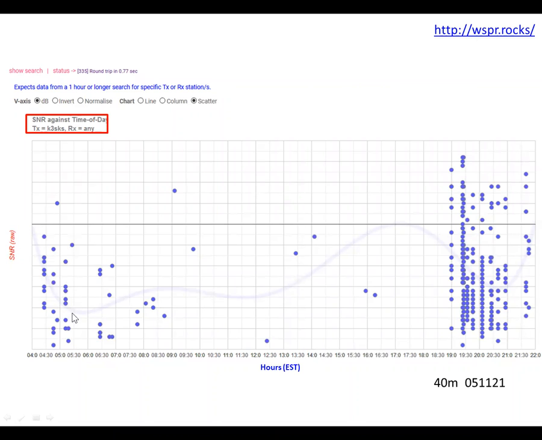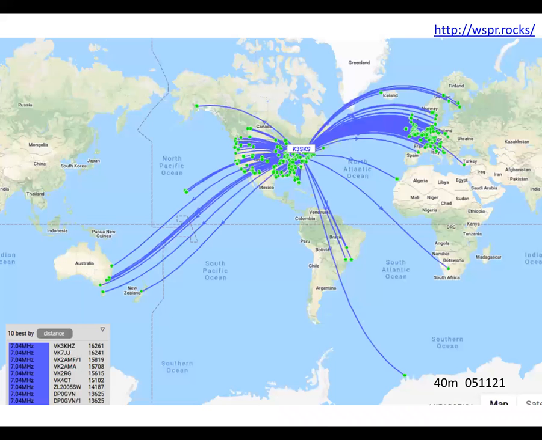fairly good station contacts in the early morning, and then it fades out during the day. And then right about sunset, the stations just come alive, and a lot more stations are able to hear my signal at that point. And that goes along with the general statement we made earlier about 40 meters.